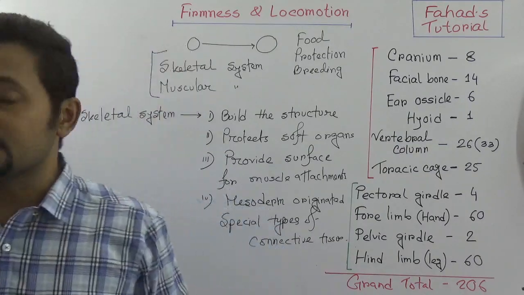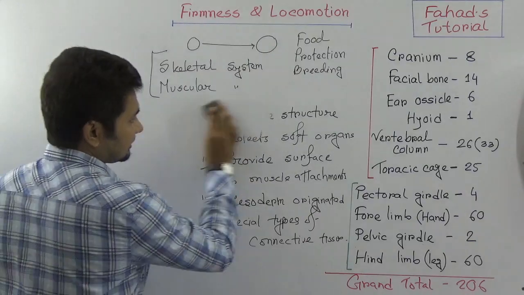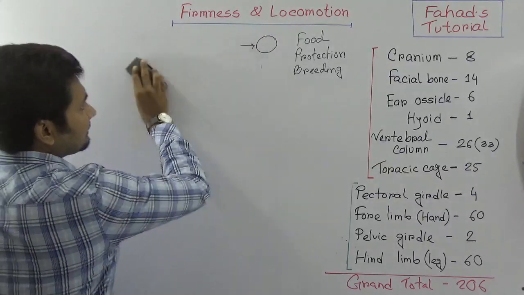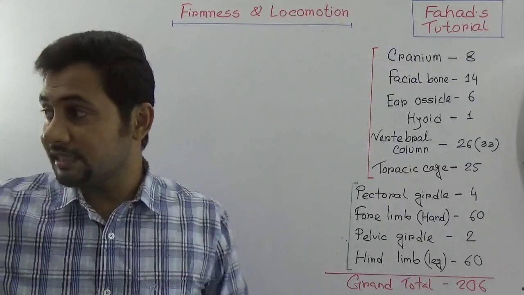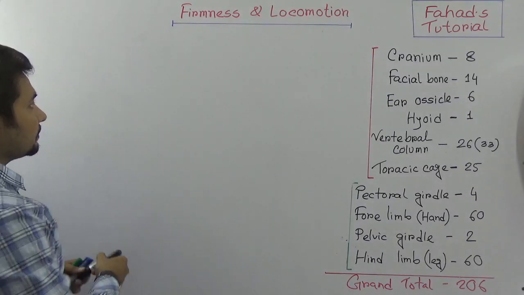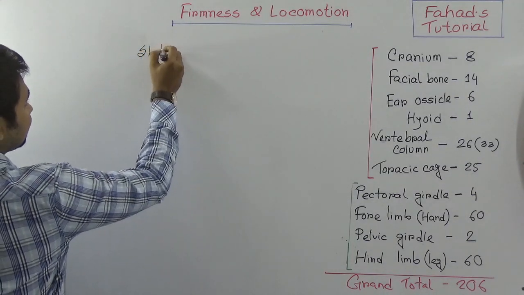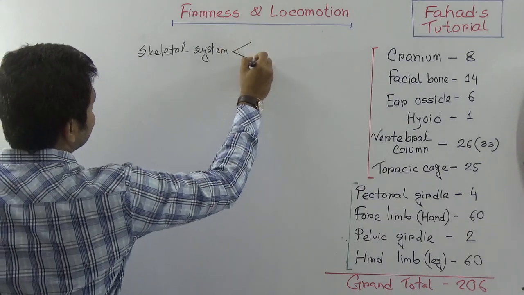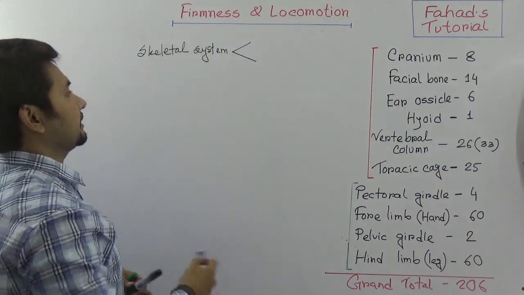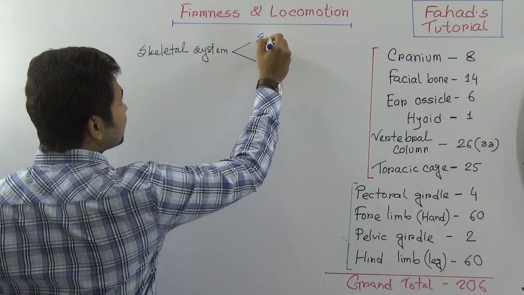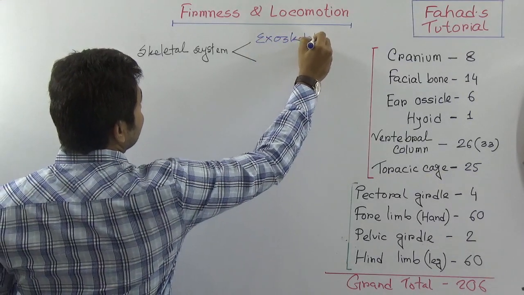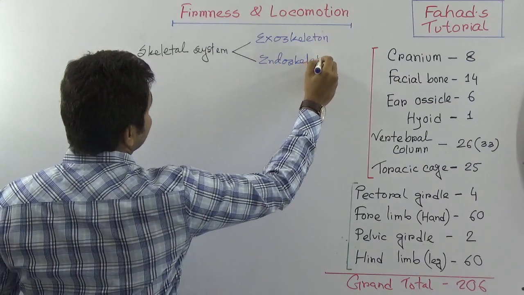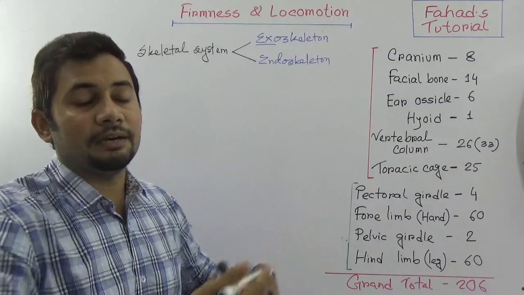Now if we look closely at the types of skeletal system, we find that there are 2 types. You might think that it might be exoskeleton and endoskeleton. So if we primarily think, the skeletal system is divided into 2 parts. What is the meaning of exo? That is exoskeleton, and the other one is endoskeleton.